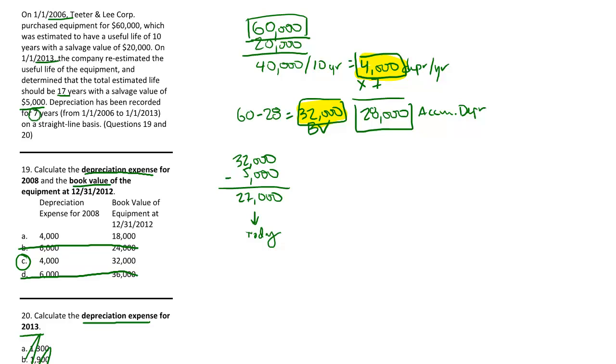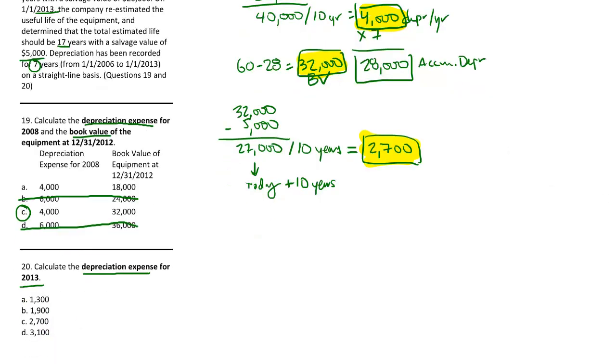We've already depreciated 7 years, so we're going to add 10 more years of life. We estimate that it'll last us 10 more years. So basically we just take that 27,000, divide it by 10 years, and our annual depreciation will now be $2,700. Okay, so if we look at question 20, we want to find the value that matches that, and we see that 2,700 shows up as answer C.